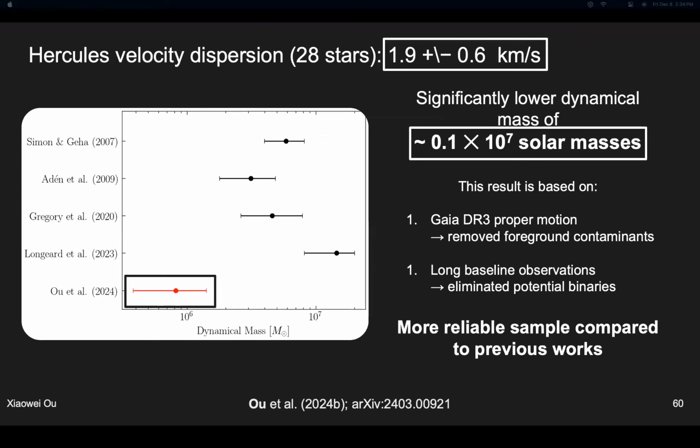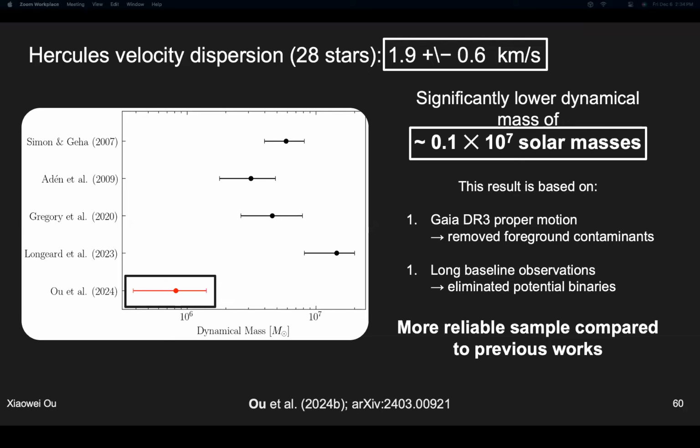For the velocity dispersion, our new sample gave a much lower value, only 1.9 kilometers per second, compared to previous values that are all around 4 to 5 kilometers per second. We attributed that decrease to the fact that we removed foreground contaminants and also eliminated potential binaries.